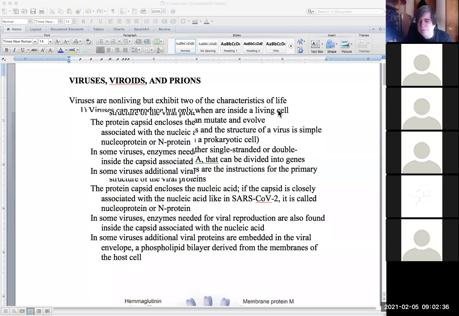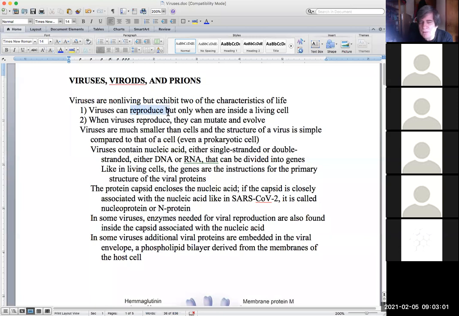But viruses can do two things that living things can do, even though they don't have cells. Now, since they don't have cells, that means they don't carry out any metabolic activities. They can't really respond to their environment. They can't do anything that requires some sort of chemical reaction, some sort of metabolic pathway. But they can do two things. Viruses can reproduce. But notice they can only reproduce when they're inside a living cell.